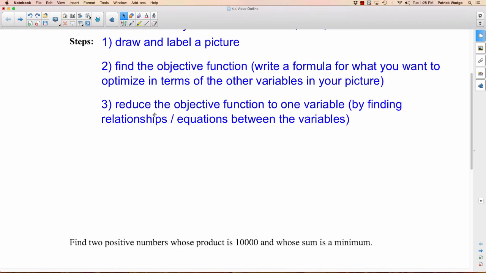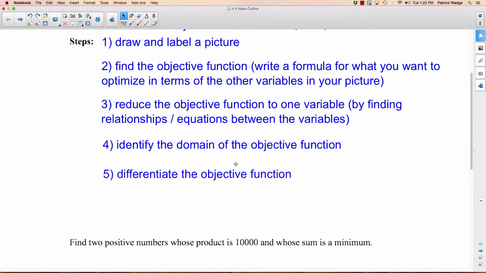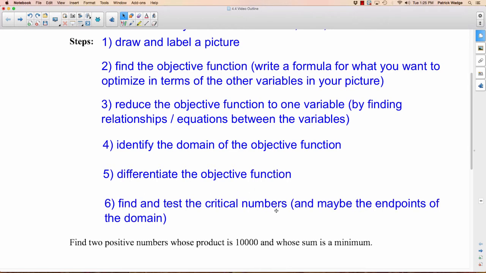3, reduce the objective function to one variable. So if you start off by having a whole bunch of variables, you got to get it down to one by finding other relationships between the other variables. 4, identify the domain of the objective function. 5, differentiate. So all of that, once you got all those first 4 steps done, you can finally take the derivative, and then you're going to find and test the critical numbers and maybe the endpoints of the domain.